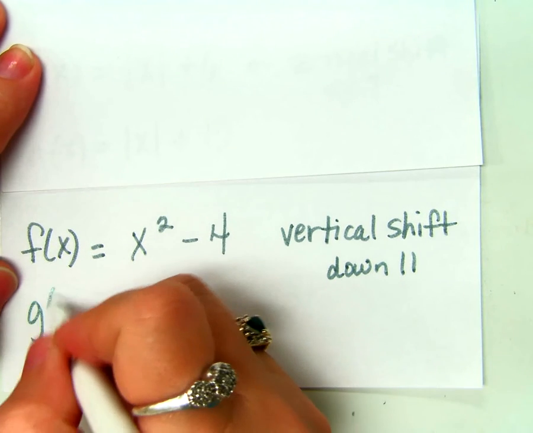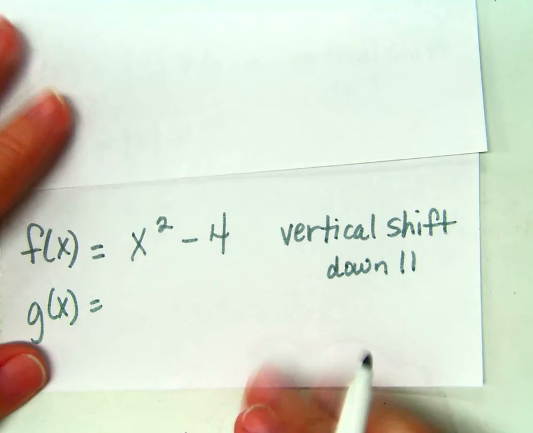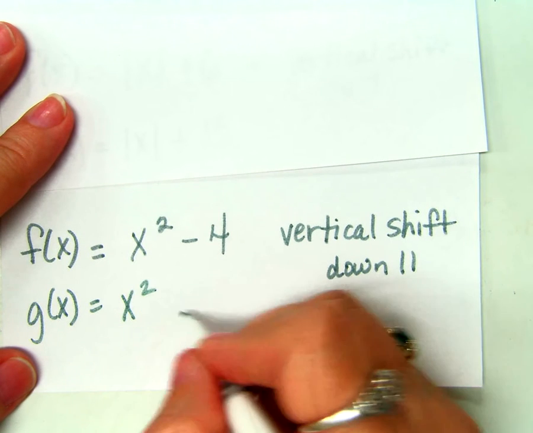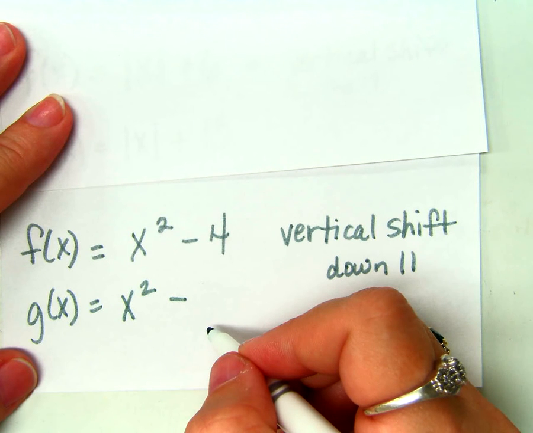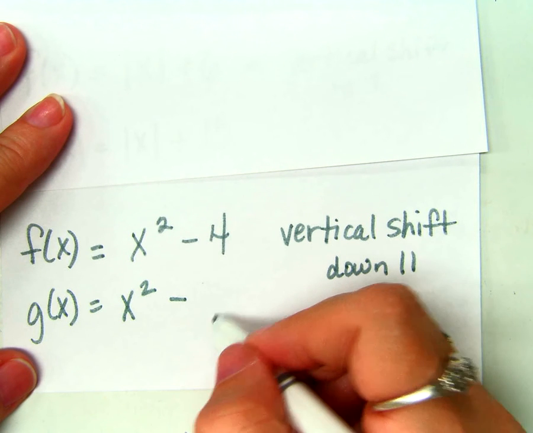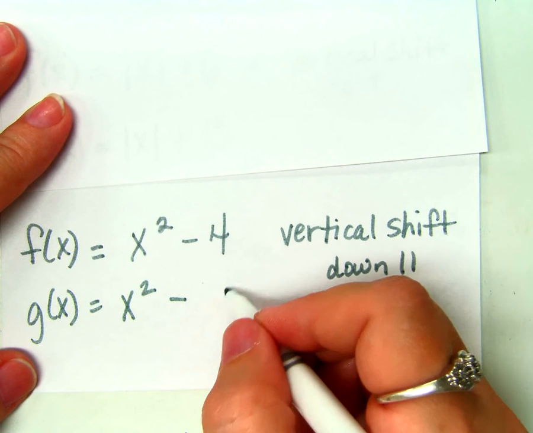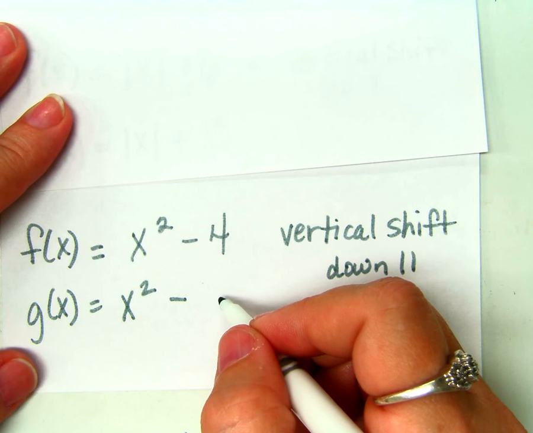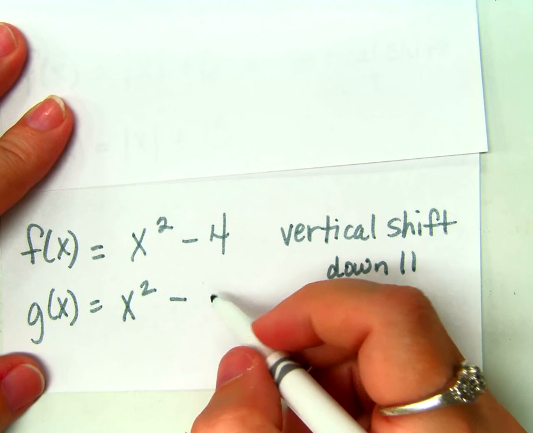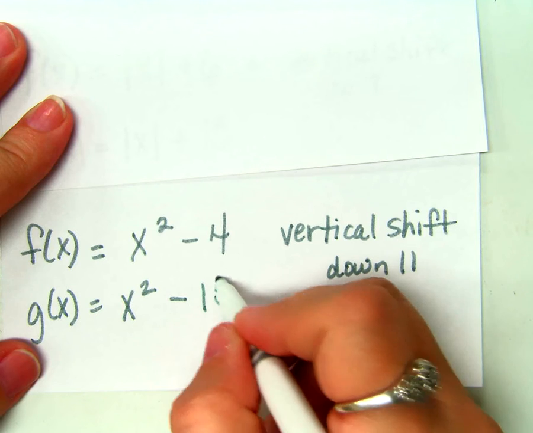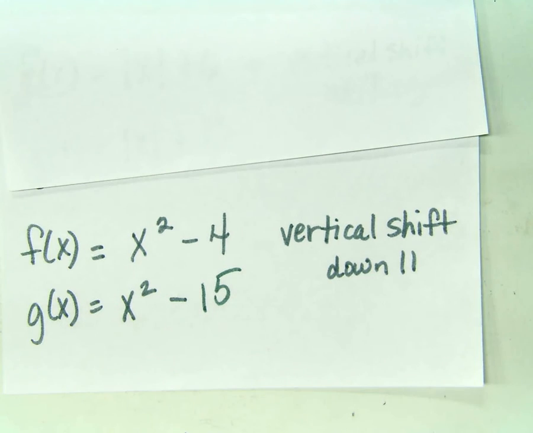So g of x would be x squared minus 15. Oh, I started at negative 4 and I got to go 11 further down. 11 downer from 4. More downer. Is that better? Okay. So that gives me 15. We good?